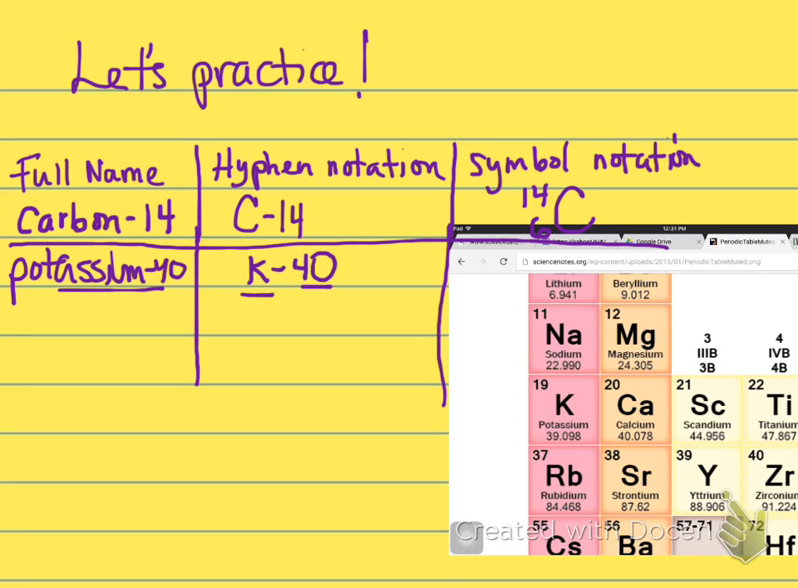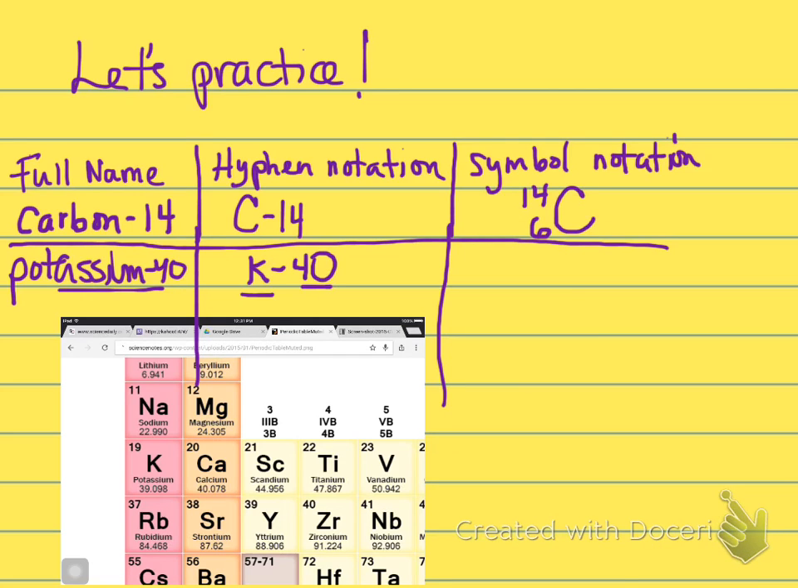Now, for the symbol notation, how's that going to look? In the symbol notation, you're still going to write the K for potassium, and you're still going to write the mass, but the mass is going to go in the upper left-hand corner, and what's going to go below it is the atomic number. In the case of potassium, that's 19, meaning that there are 19 protons in any atom of potassium, including an atom of potassium 40. Okay, we'll practice a few more, and then I'm going to turn you loose.